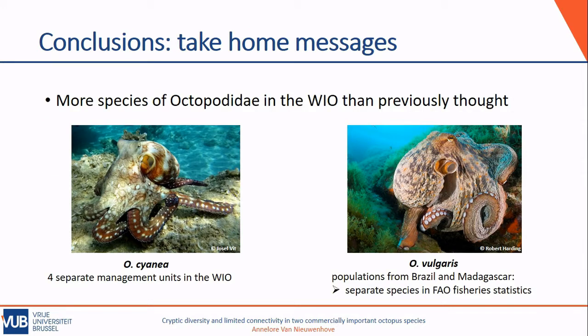So what are the take-home messages? There is a higher species diversity of octopodidae in the Western Indian Ocean than previously thought. For Octopus cyanea, we recommend, based on our results, 4 separate management units in the Western Indian Ocean. And for Octopus vulgaris, populations from Brazil and Madagascar were so genetically differentiated that they might be evolving towards speciation and therefore should be considered as separate species in FAO fisheries statistics.